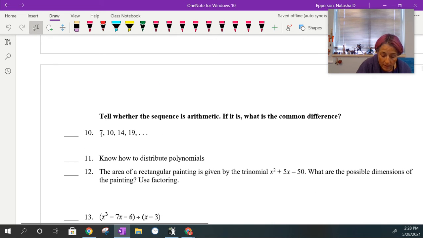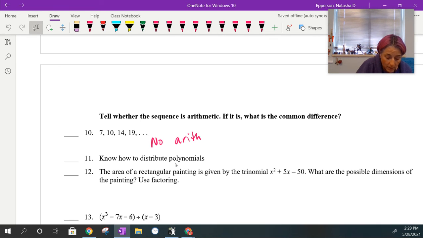Tell whether or not the sequence is arithmetic on number 10, and what is the common difference. So I'm going to look and say 10 minus 7 gives me 3. All right, well, 10 plus 3 does not give me 14. 10 plus 3 gives me 13. So that's telling me that this is not an arithmetic sequence.